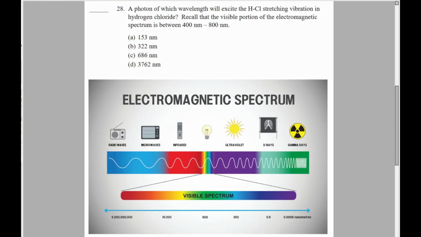28. A photon of which wavelength will excite the HCl stretching vibration in hydrogen chloride? Recall that the visible portion of the electromagnetic spectrum is between 400 to 800 nanometers. So this is kind of just a memorization question. You're not given this diagram. I just kind of copy and pasted it from the internet, but it's good to have it memorized.